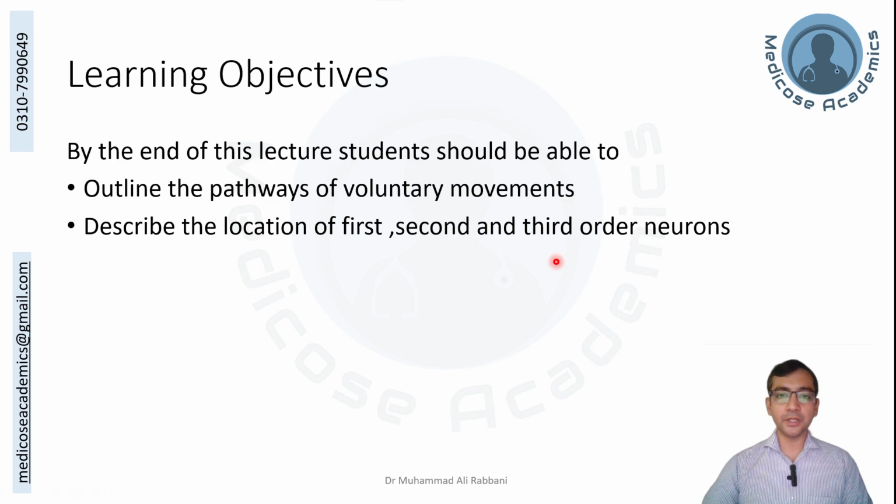We're going to learn about the descending tracts, and you should be able to outline the pathways of voluntary movement, describe the location of first, second and third order neurons, and we are going to discuss the other tracts, apart from the one responsible for voluntary movement, that act on the muscles too.